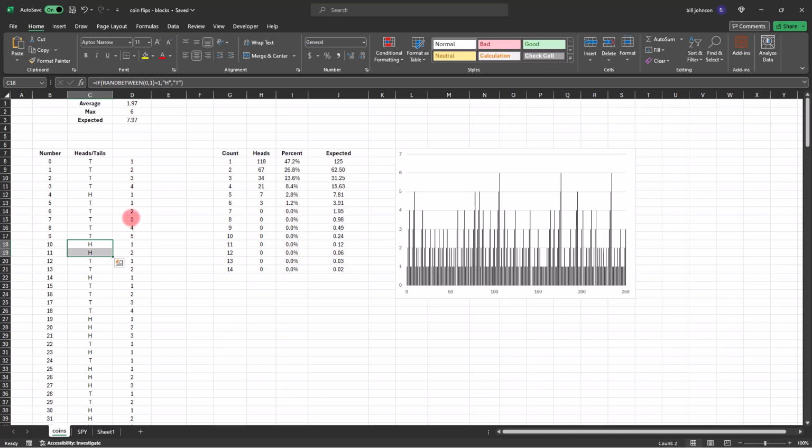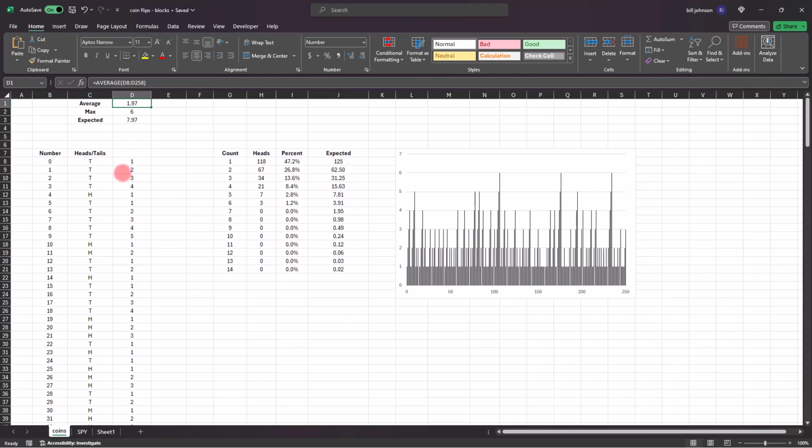Well, if you think about it, on average, the coin should go heads, tails, and so on. And we can see that because right here is the average of that column, really close to two, exactly what you would expect. We also see the maximum number that we got was six. The expected value, which I talked about in that previous video, is about eight. But again, very much in line with chance. So over here, we're actually counting the number of ones, number of twos and threes and so on.